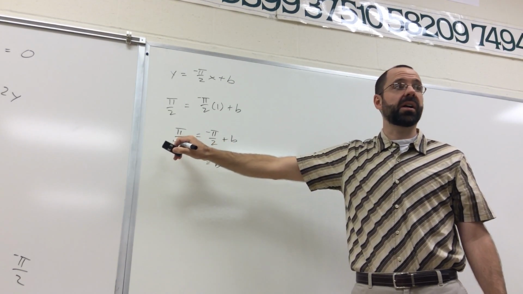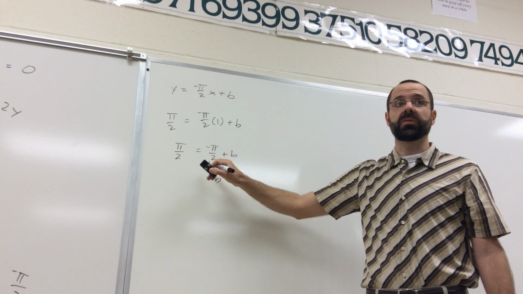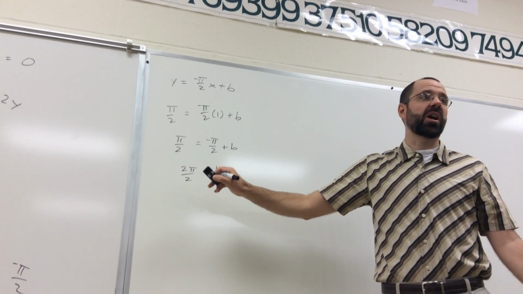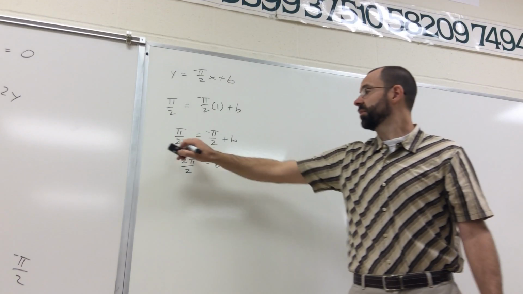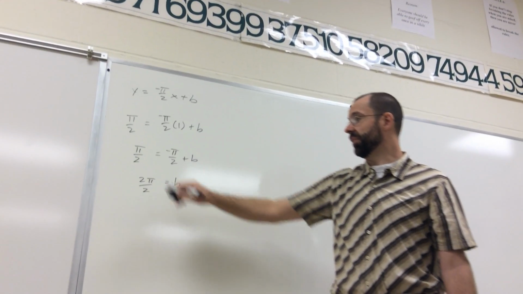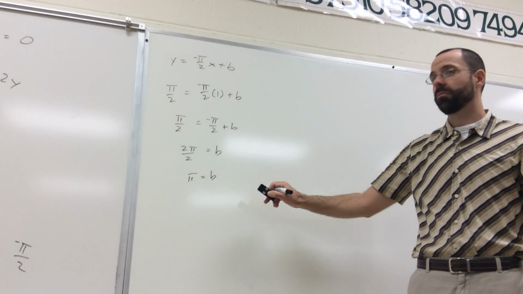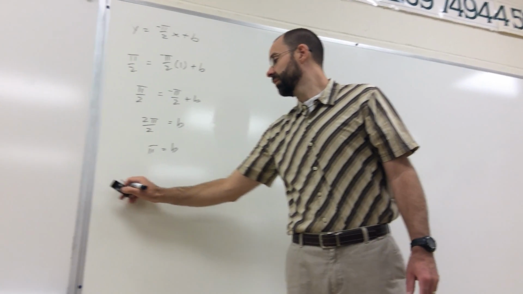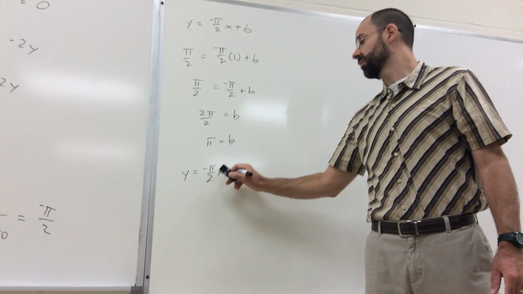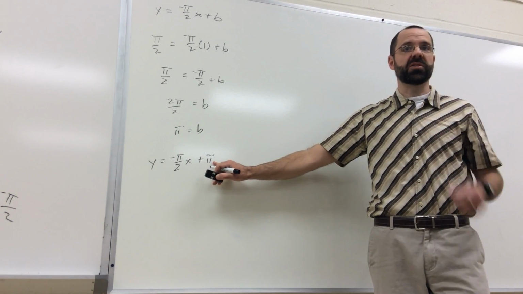And I add that to the other side. So pi over 2 plus another pi over 2 is 2 pi over 2. Because you have a common denominator, you're just adding fractions. They have a common denominator with 2, so you just add the tops. And then the 2's will cancel, so b is pi. So y equals -pi over 2x plus pi is our final answer for the equation of the tangent line.